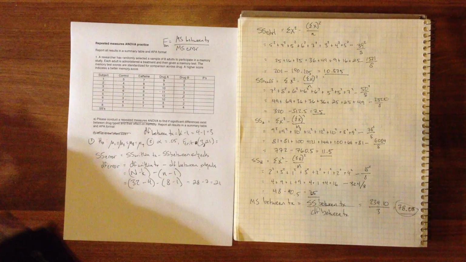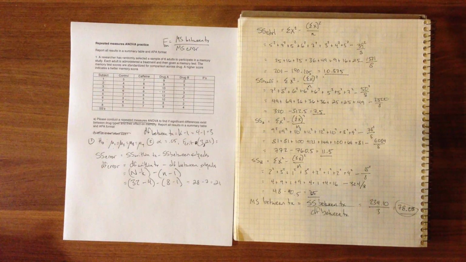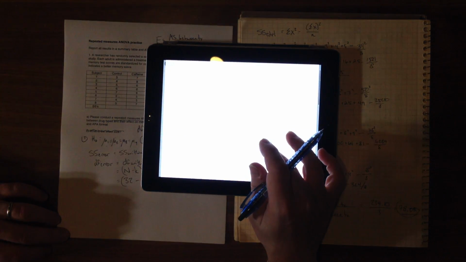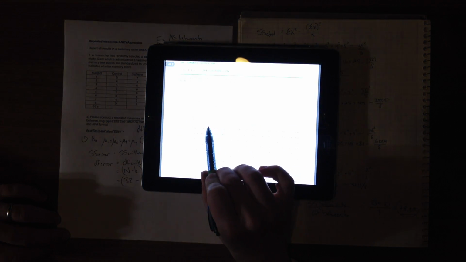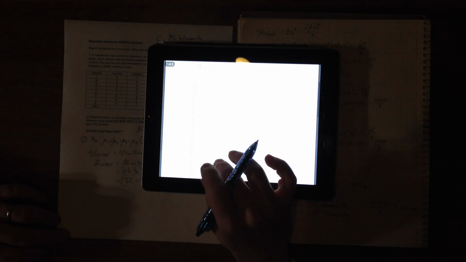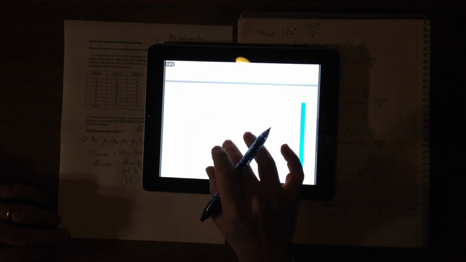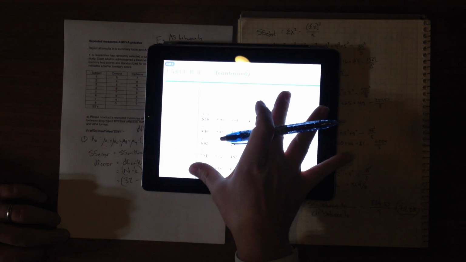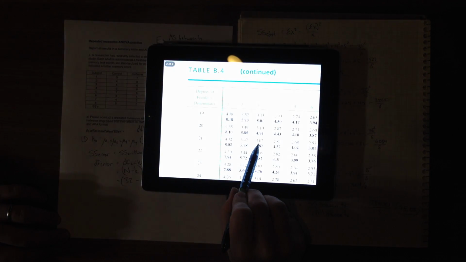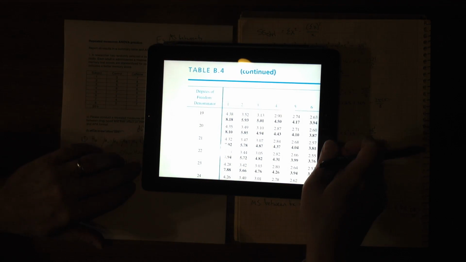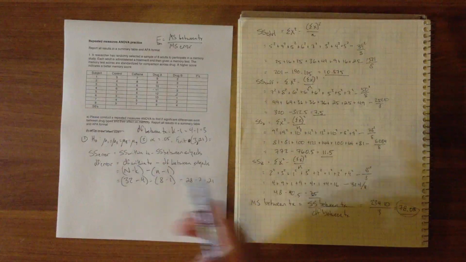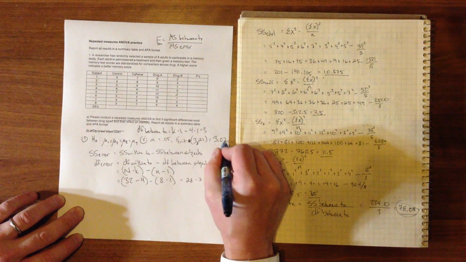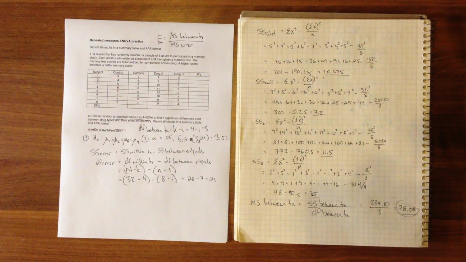Let's take a look at our F table. I'm going to load that up on my iPad here. There we are. So the degrees of freedom in the numerator is going to be 3, because we have 4 conditions. And then we're going to scroll down here to 21 degrees of freedom in the denominator, and I'm going to zoom in a little bit for you guys. Looks like 3.07 is the F crit for this. 3.07. Awesome.